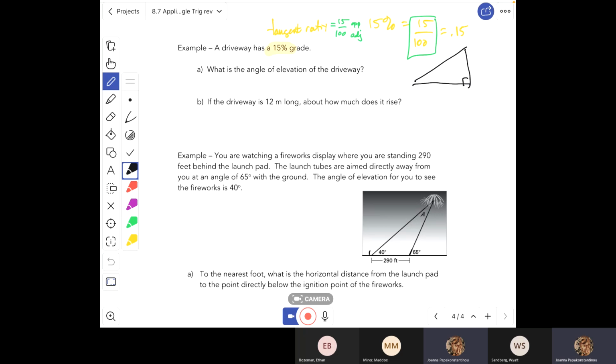And if I'm looking at my angle of elevation to find, I'm looking for this. That is my angle of elevation. I know that my tangent ratio with respect to that grade is 15 at a ratio of 15 to 100. So everybody see how I got that?